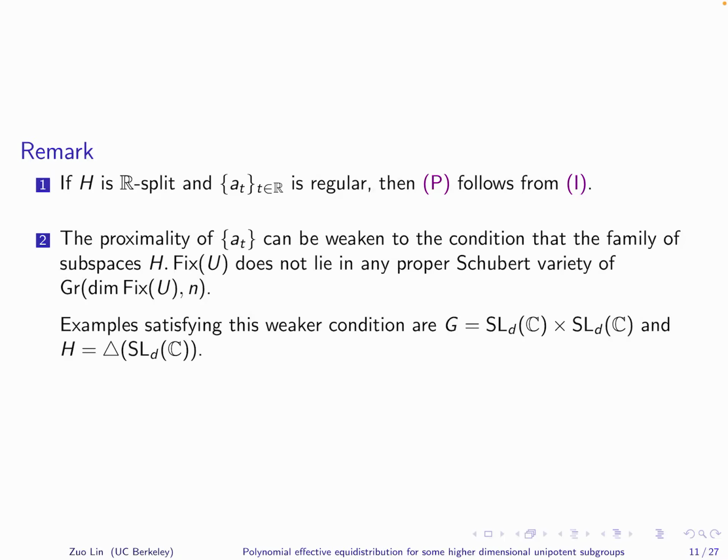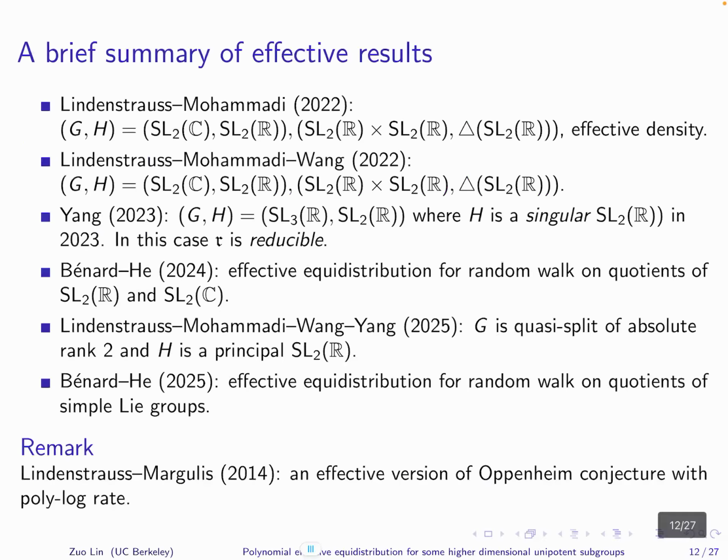And also this proximality can be slightly weakened to some Schubert condition on the family of the H orbit of the fixed points of unipotent subgroups inside this complement R. This would allow us to include certain cases where the group comes from some complex Lie groups and you do a restriction of scalars. But so far I cannot eliminate this condition.